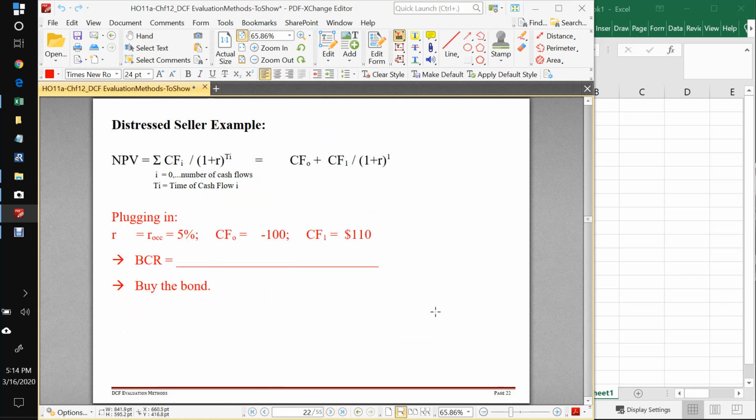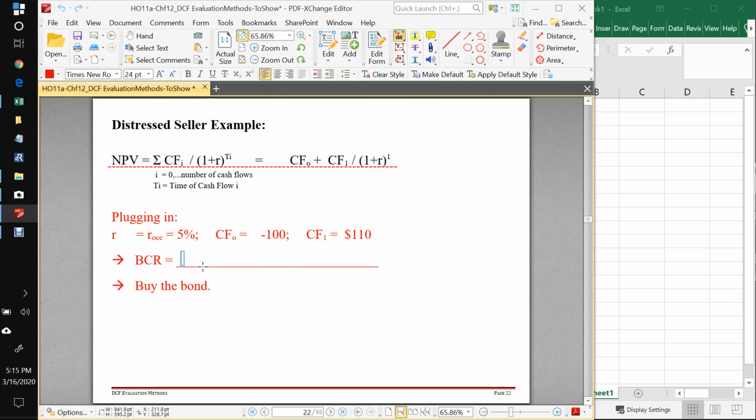So now let's do our distressed seller example for the BCR method here. So we're still going to want to work with our NPV equation, because that's the equation that gives us the present value of all our future cash flows and the cash flow that we have for this project at t = 0. Okay, so let's plug in and get our ratio. So I want in the numerator the present value of all the positive cash flows for this project. So I think there's only one, and that's the one that's going to happen in a year's time.